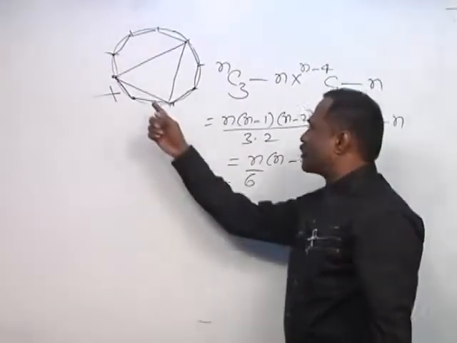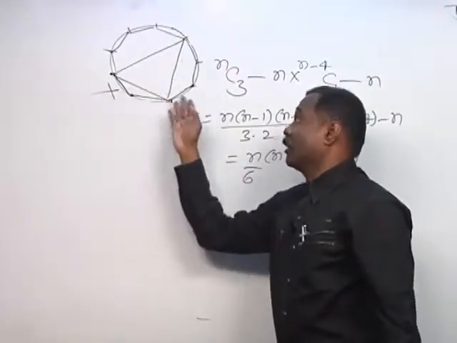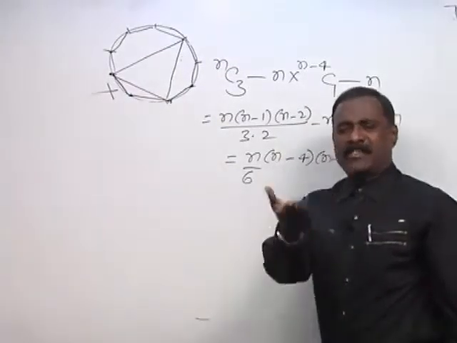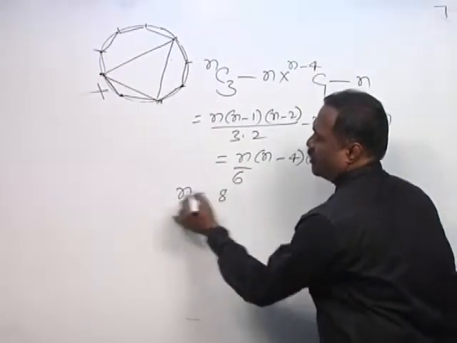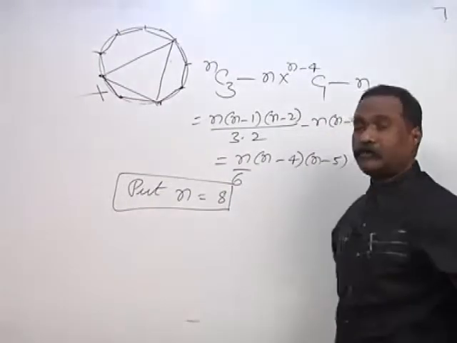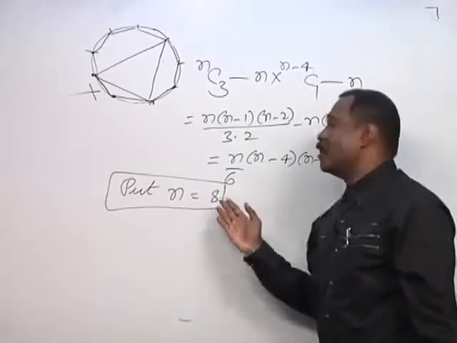Like that, because these two sides are not included in this triangle. Any side of the hexagon is not included in the triangle. So now it is an octagon. The same concept. It is an octagon, which means put n is equal to 8. So this is what you will understand now.